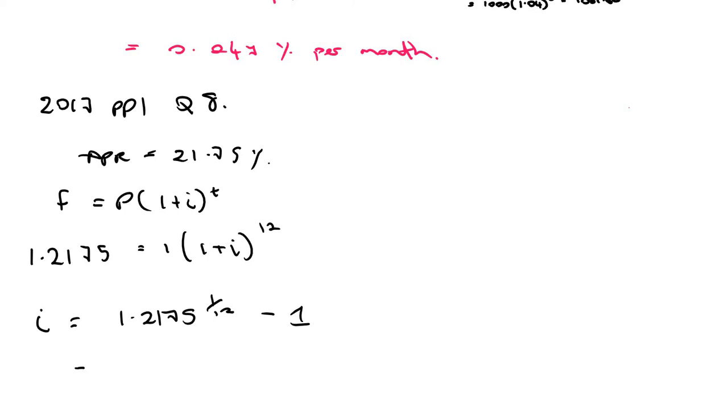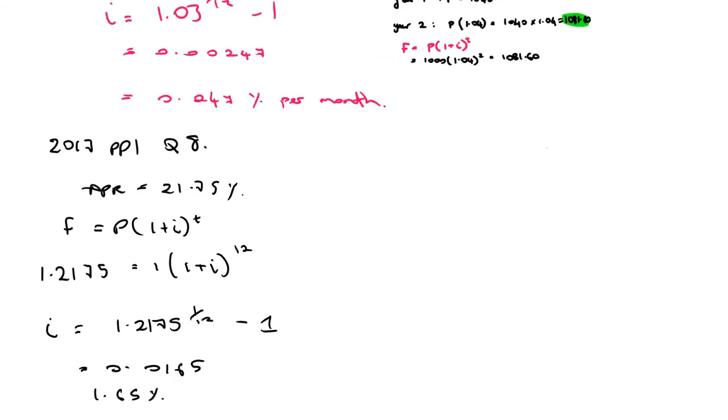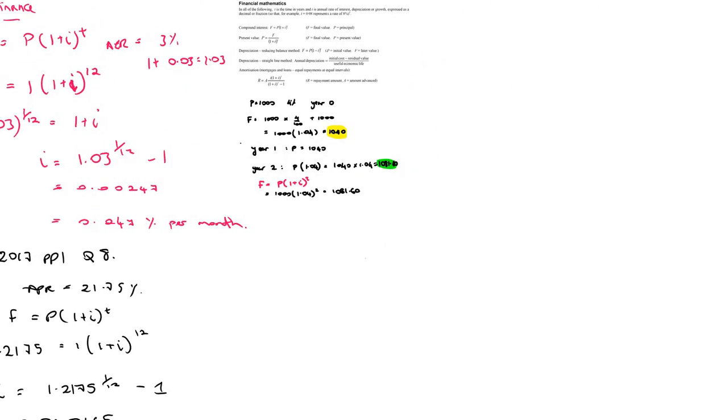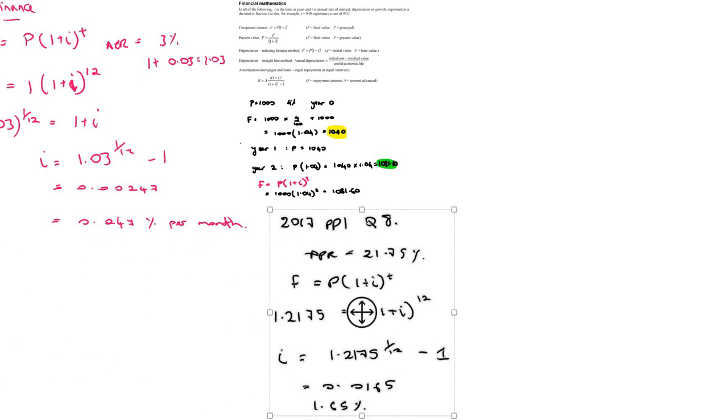That gives a value of 0.0165. And that's as a decimal, so that's going to be an interest rate of 1.65%. We just multiply it by 100. So practice a few more of those questions because they come up quite frequently. The next video will look at some of the more complicated questions involving compound interest.